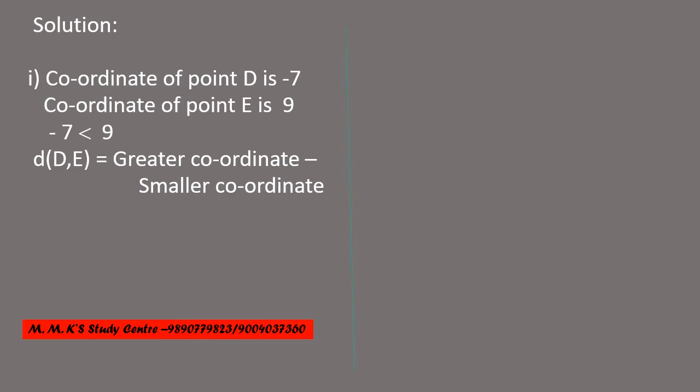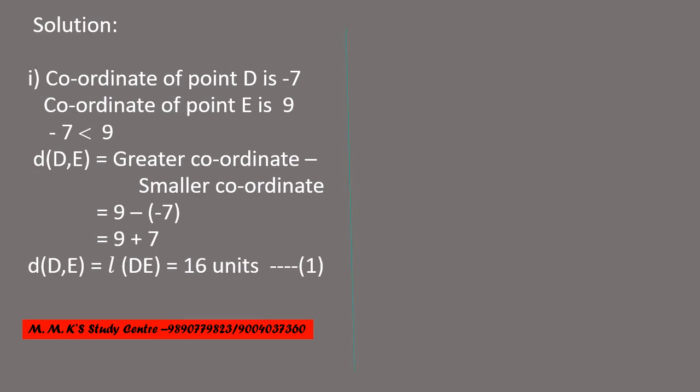So what will come? 9 minus minus 7. 9 minus minus will become plus. So next step will be 9 plus 7. Okay children, this minus minus will become plus. So 9 plus 7, how much you will get? 16. So here distance is nothing but the length. So distance DE is equal to 16 unit. This we will give the equation 1.